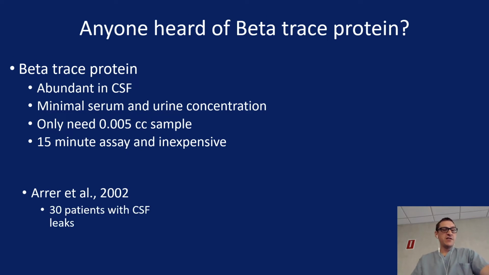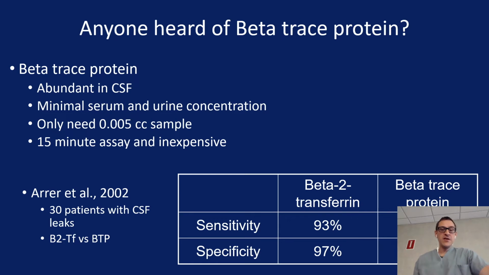And here's the data that's out there from 2002. They had 30 patients with CSF leaks. They compared beta 2 to beta trace protein. And you'll see beta 2 transferrin is very good, 93 to 97%, but then they showed beta trace was 100 and 100. So I've shown you all these advantages. Like, why don't we use it?